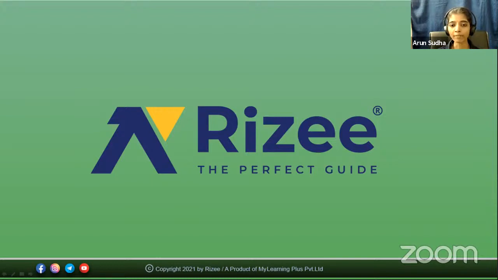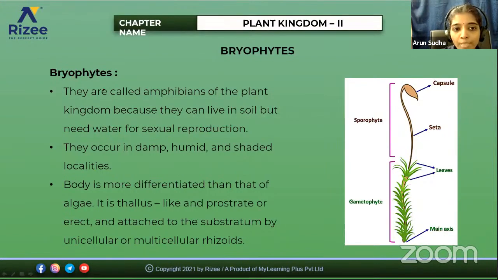So in what ways do bryophytes differ from algae? We'll see in detail the properties of bryophytes and how they differ from algae. So what are these bryophytes? They are called the amphibians of the plant kingdom. Why are we calling them the amphibians of the plant kingdom? That is, they can survive in both water as well as on land.